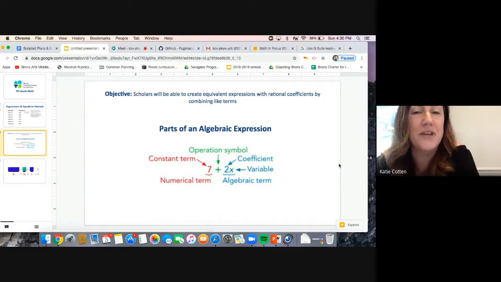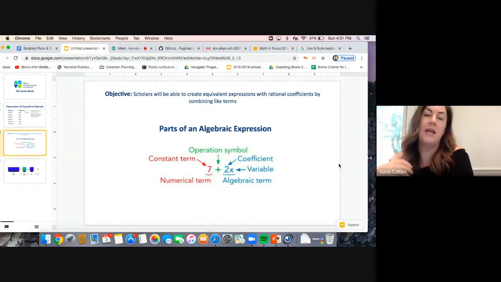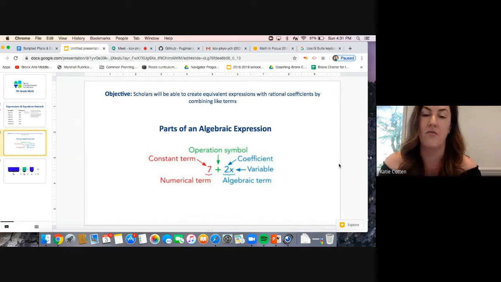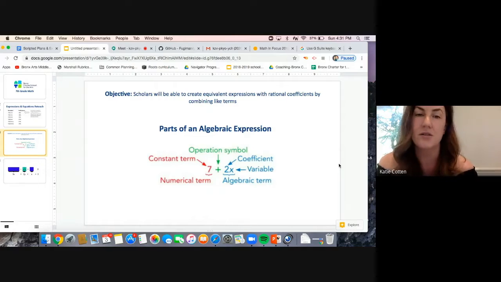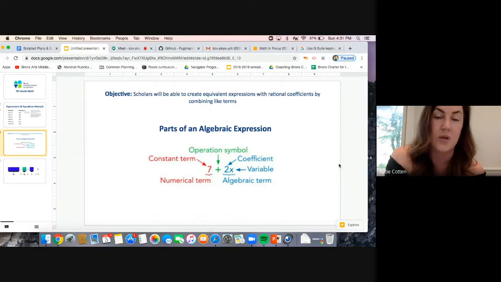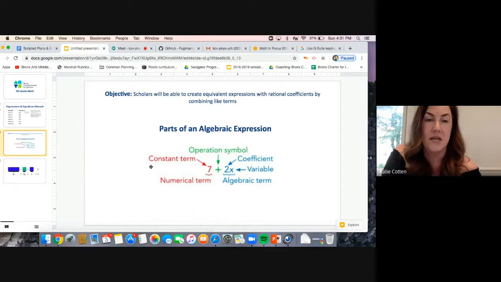Operation symbols are really important when we're working with expressions, and we'll see why as we move into an example. In this case, we want to look for the plus and negative signs, so the addition and subtraction symbols. Coefficients and variables are super important. A coefficient is the number that's in front of the variable, so it's any number that's being multiplied by a variable. Variables just represent unknowns. We see them as letters. We don't know what the value is, so we use the variable as a stand-in.